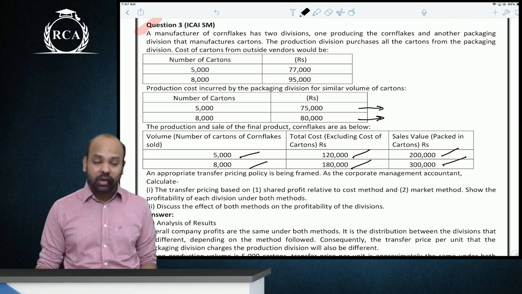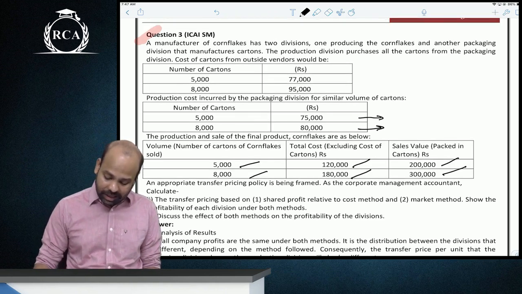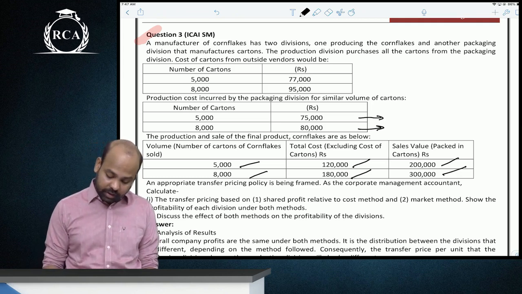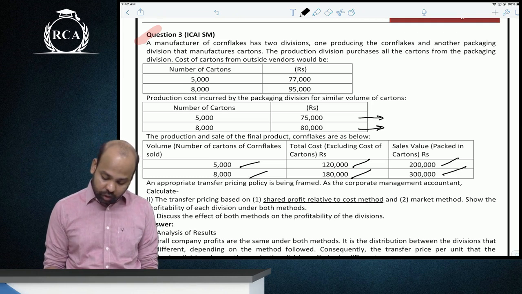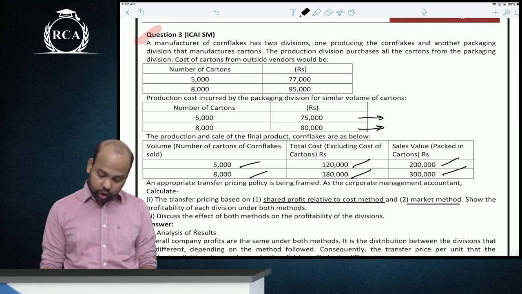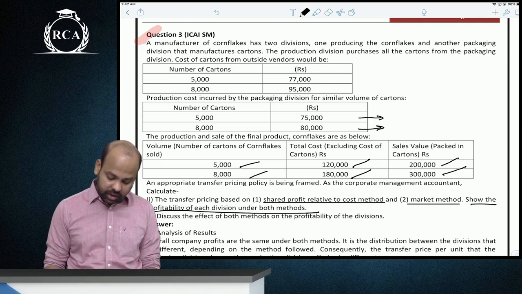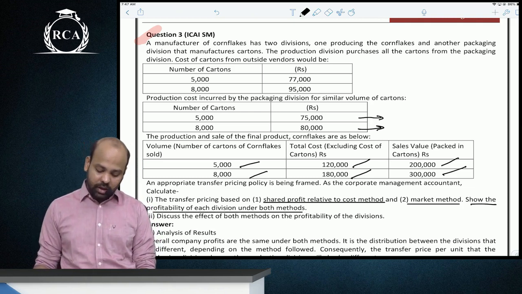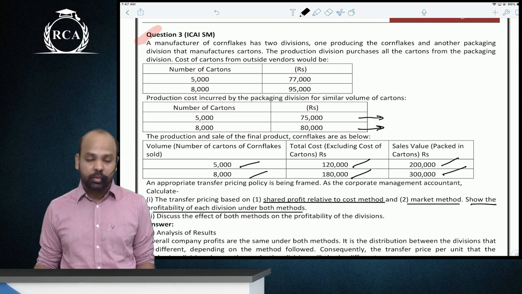An appropriate transfer pricing policy is being framed as a corporate management accountant. Calculate the transfer pricing based on shared profit relative to cost method and market method. Show the profitability of each division under both these methods. Discuss the effect of both the methods on the profitability of the divisions.